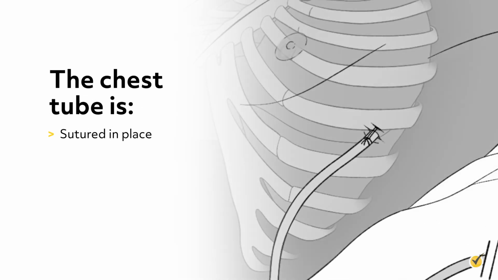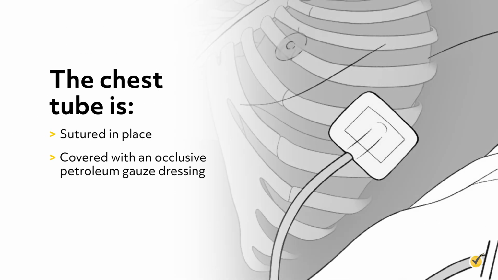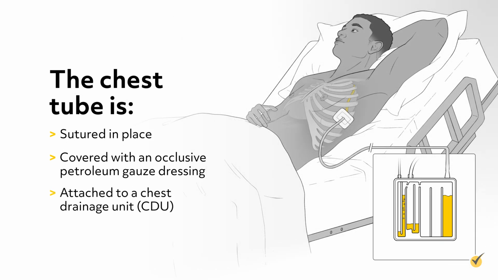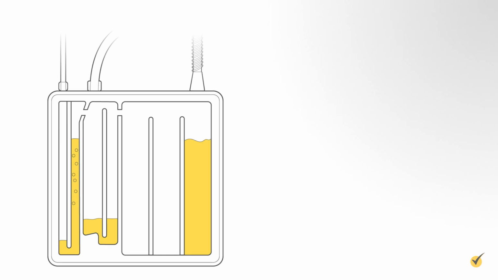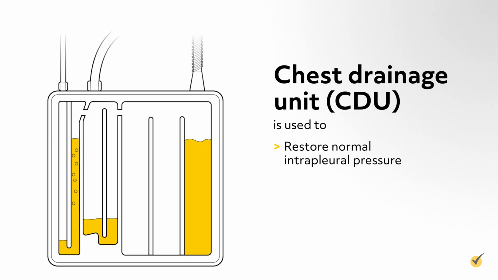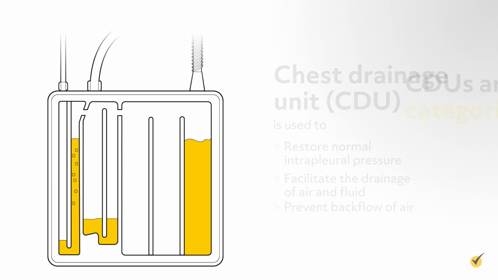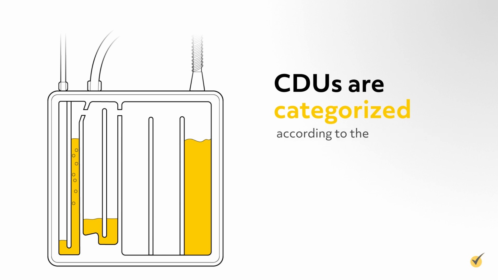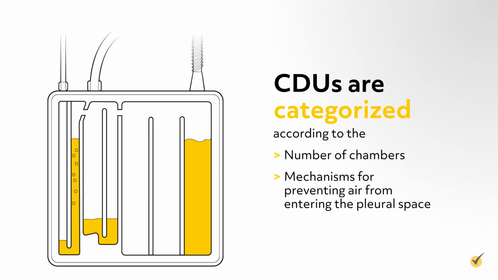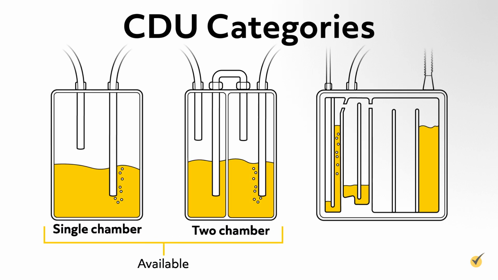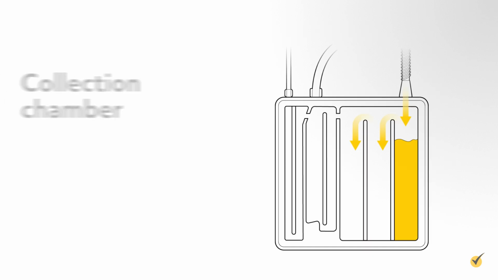The chest tube is sutured in place, covered with an occlusive petroleum gauze dressing, and attached to a chest drainage unit, or CDU. The CDU is used to restore normal intrapleural pressure, facilitate the drainage of air and fluid, and prevent backflow of air. CDUs are categorized according to the number of chambers and mechanisms for preventing air from entering the pleural space. Although single and two-chamber systems are available, systems incorporating 3 separate chambers, aligned in an integrated unit, are widely used. These systems consist of the following: a collection chamber.